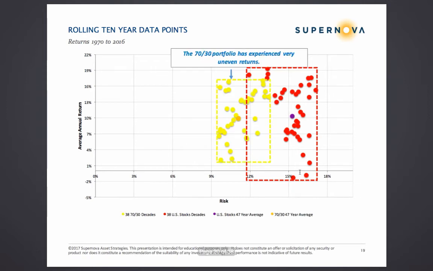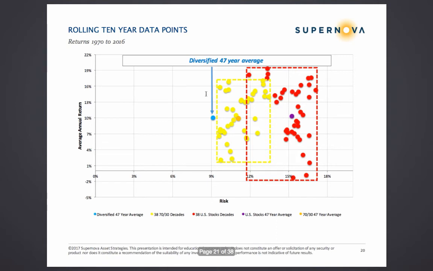Now we'll introduce another portfolio. This is what we consider the typical Wall Street portfolio, 70% U.S. stocks, 30% U.S. bonds. It had a similar long-term average to U.S. stocks with less risk, but still the returns are all over the board, from 16% to about 2%. You still don't know what your returns are likely to be.